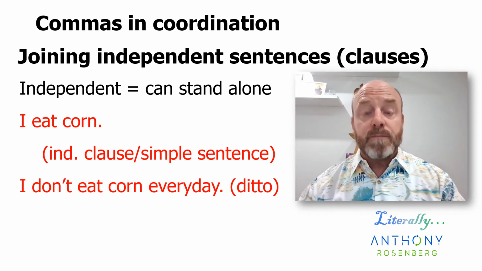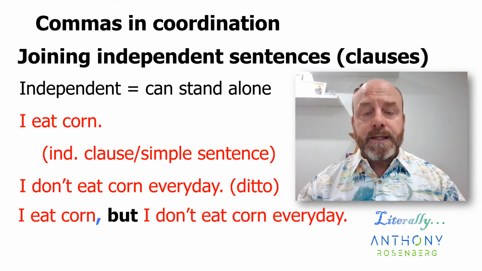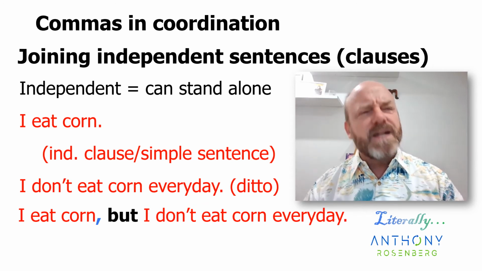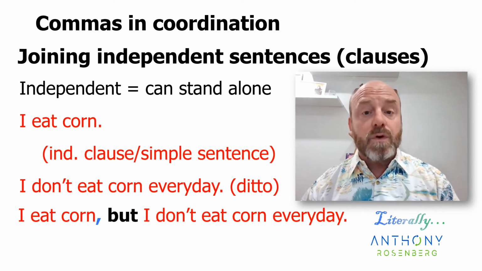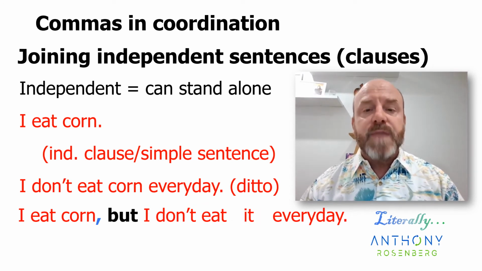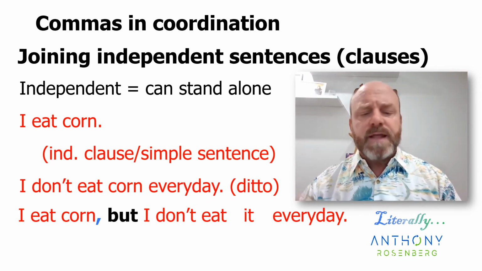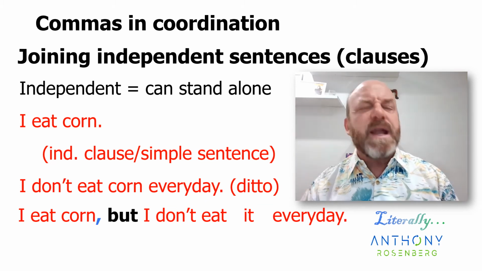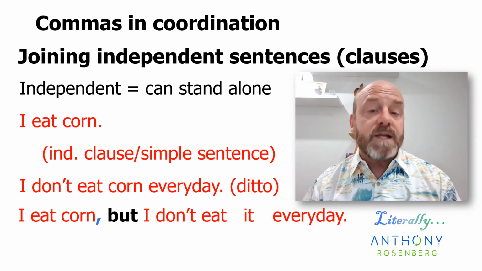I'm going to join them. Look at the magic. There it is. I eat corn, but I don't eat corn every day. It's a little repetitive, so let's change that second corn to it. Yeah, that sounds a bit more natural in English. That's got nothing to do with our commas. We can look at that another day. I eat corn, but I don't eat it every day. That's probably a natural sentence in English.